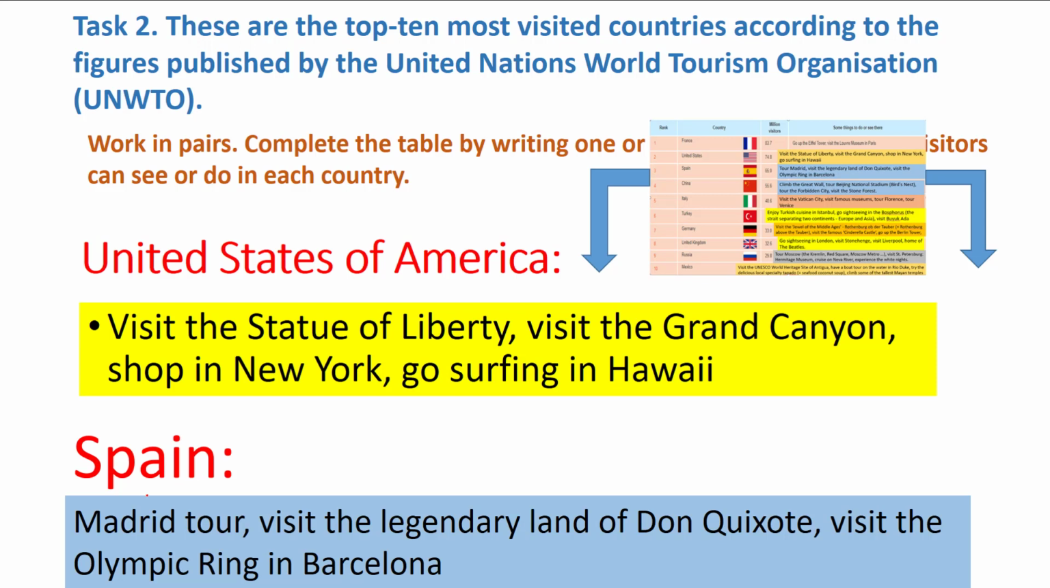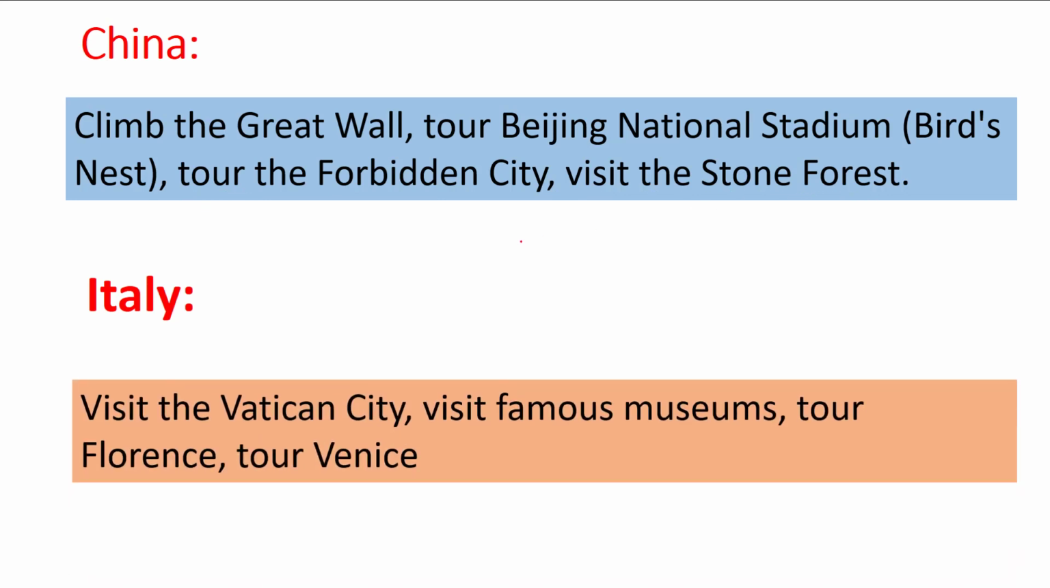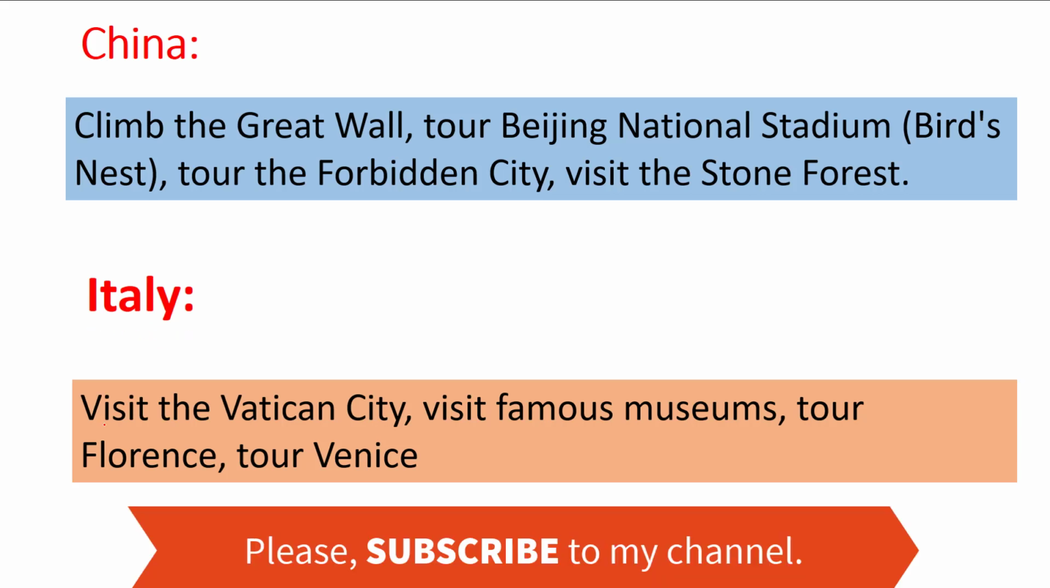And Spain. So in Spain you can have a Madrid tour, or you can visit the legendary land of Don Quixote, visit the Olympic ring in Barcelona. And China. You can climb the Great Wall, or you can have a tour to Beijing National Stadium, the Bird's Nest, or you can have a tour to the Forbidden City, or you can visit the Stone Forest. What about Italy? In Italy, you can visit the Vatican City, or you can visit famous museums, or you can have a tour to Florence, or you can have a tour to Venice.